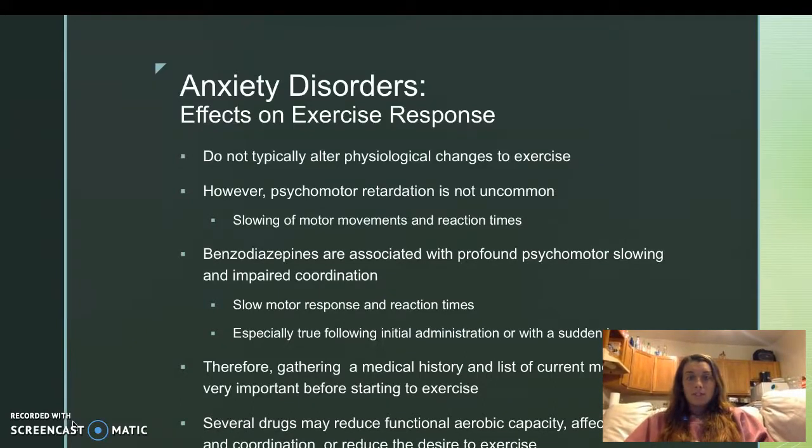Therefore, gathering a medical history and a list of current medications is very important before prescribing an exercise prescription or program. There are also several other anxiety drugs that may reduce functional aerobic capacity, affect perception and coordination, or reduce the desire to exercise. It's important to bear in mind that with or without medications, typically those with anxiety disorders will already have a reduced desire to exercise. They're either too nervous, too anxious, or just completely unmotivated or apathetic.